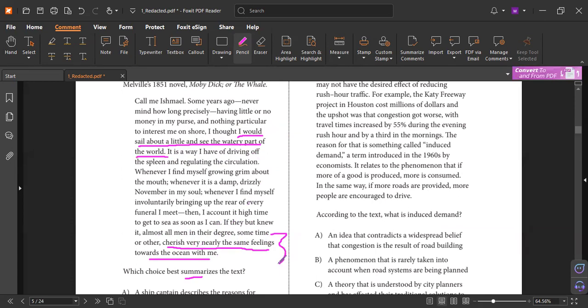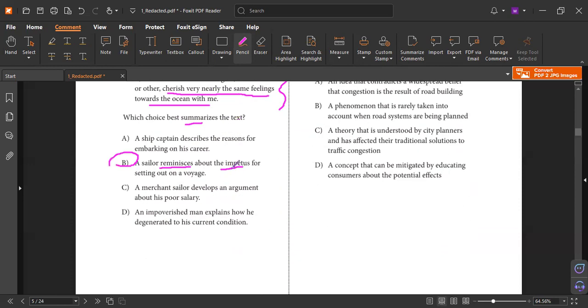Yes or no? Again, whenever it is a damp, drizzly November in my soul, I find myself involuntarily bringing up the rear of every funeral I meet. You see, I count it. So tell us more about this. If I cannot prove B, find any evidence to make A, C, D wrong.